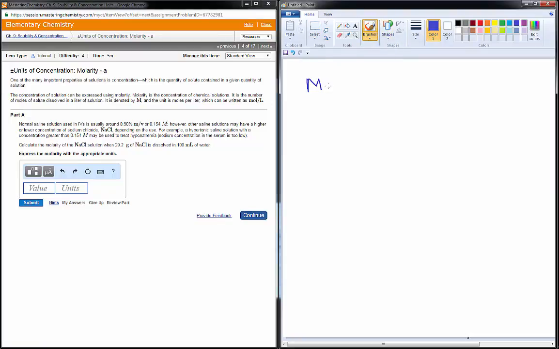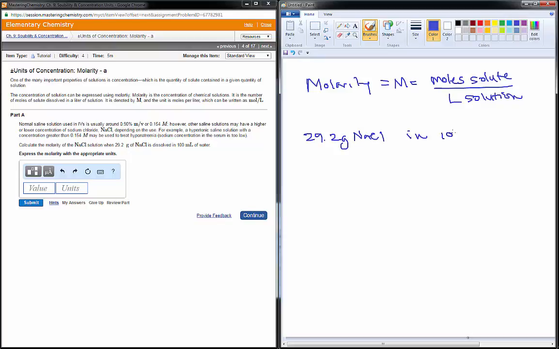So capital M, which stands for molarity, is really moles of solute per liters of solution. If you can remember this, then you can use dimensional analysis to solve any molarity problem I hand to you. For instance, here we're asked, what is the molarity of a salt solution if I have 29.2 grams of NaCl in 100 milliliters of water?